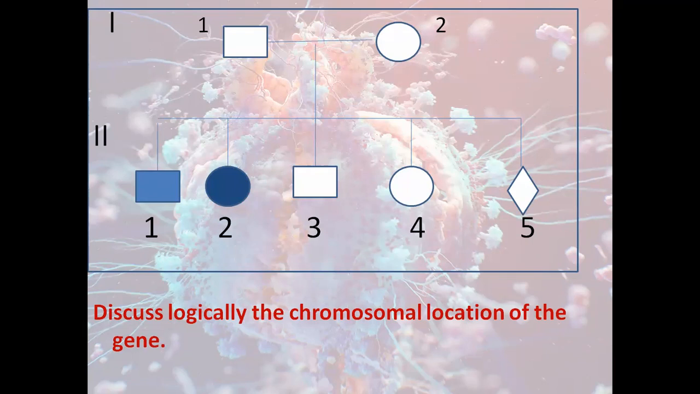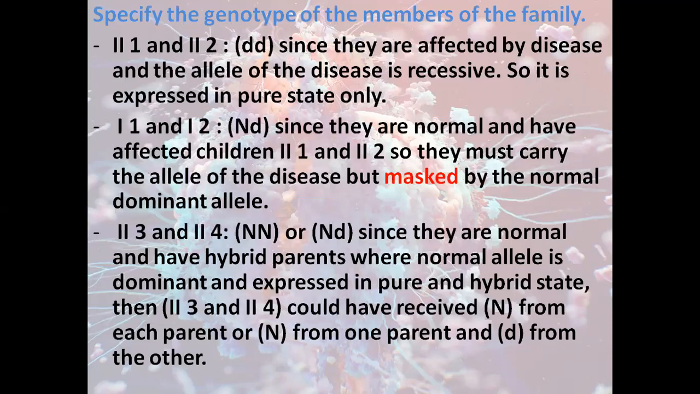Here, pay attention. My solution is based on the allele of the disease being recessive in this pedigree. Next session, we're going to specify the genotypes of the members of the family. Since it's autosomal, we don't write them on X or on Y. So 2, 2, and 2 are affected, dd, since they are affected by the disease and the allele of the disease is recessive, so it's expressed only in the pure or homozygous state.